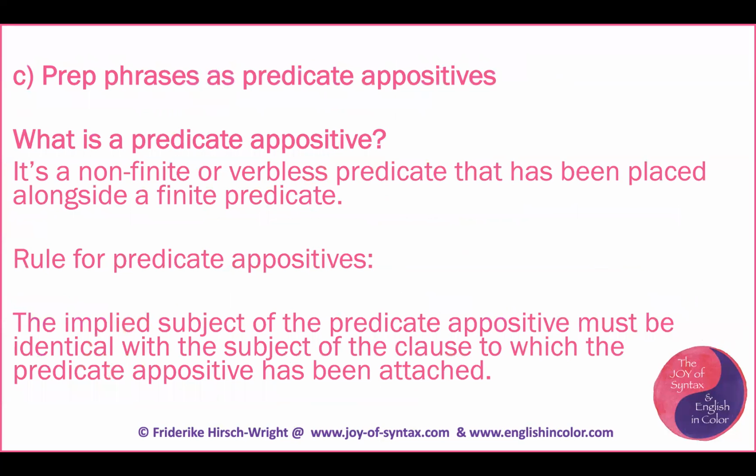Prep phrases can be predicate appositives. Now, to review quickly, a predicate appositive is a non-finite or verbless predicate that has been placed alongside a finite predicate. And so it looks like a clause element, but strictly speaking, it isn't a clause element. Now remember, the implied subject of a predicate appositive always is identical with the stated subject of the clause or the structure to which the predicate appositive has been attached. It's a very important golden rule.